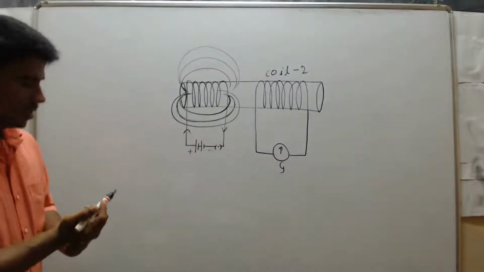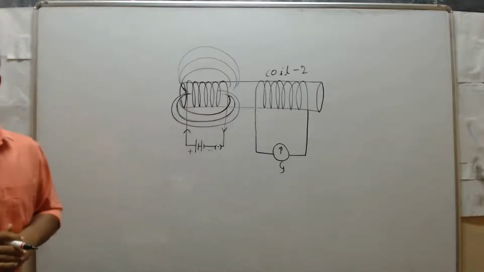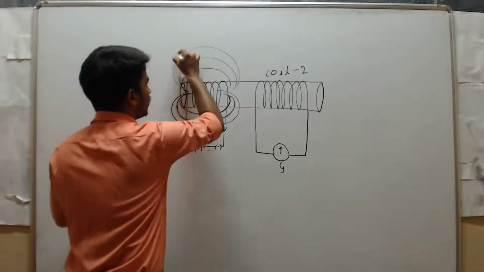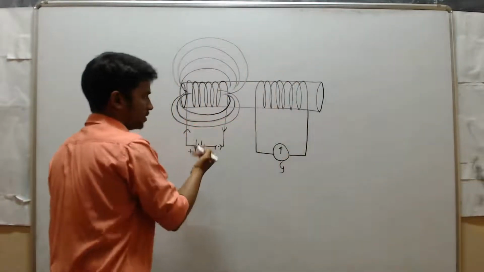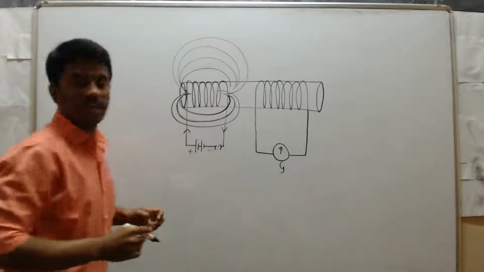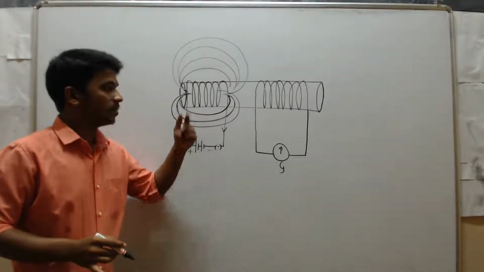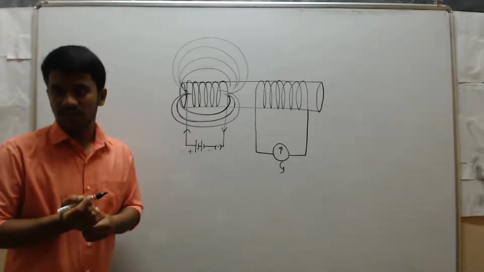So clearly we can say that a magnetic field is created around this coil. Now what will happen? See, these magnetic field lines. If you pass a strong current, then the magnetic field lines increase, right? When you increase the current, the magnetic field strength also increases. Strength means the magnetic field lines increase.